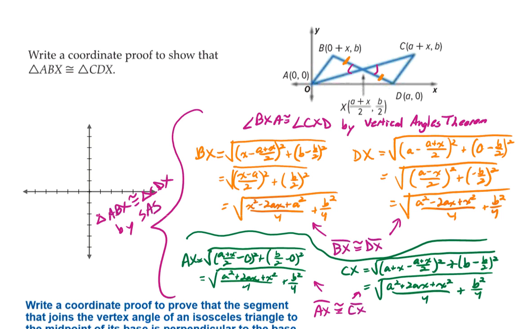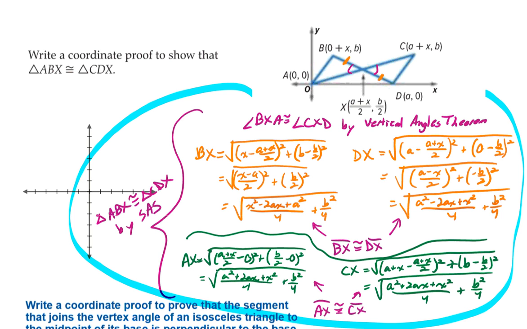So again, all of this is my coordinate proof. I'm showing my work and giving short explanations. So the orange and the green is my work. The purple are my short explanations of what the work is telling me.